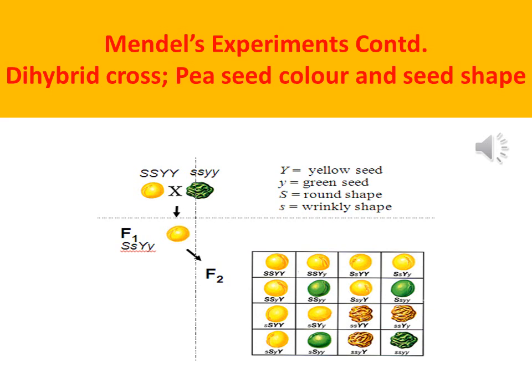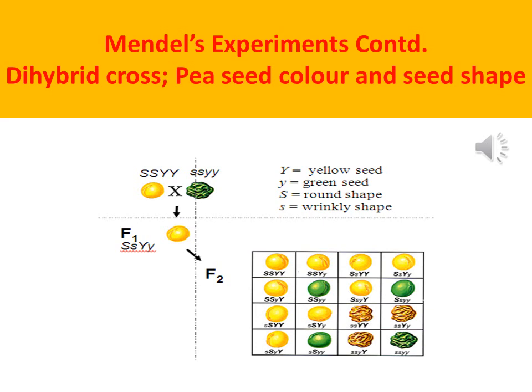In another dihybrid experiment, Mendel looked at seed color and seed shape. This experiment used a pure-breeding yellow round seeded pea and a green wrinkled seeded pea. In that experiment, the F1 generation were all yellow and round seeded peas, because yellow and round are dominant over green and wrinkled. So the F1 generation are heterozygous yellow and round.